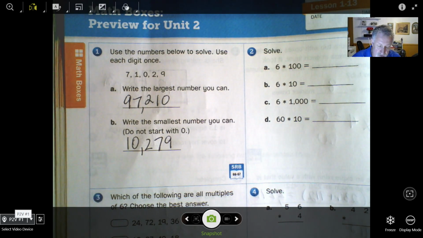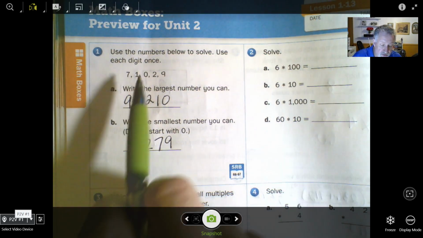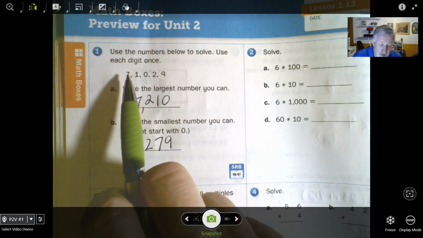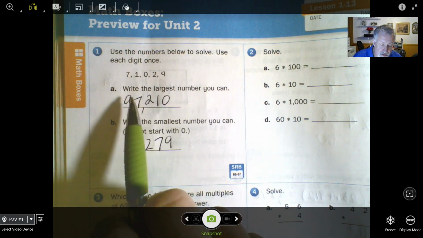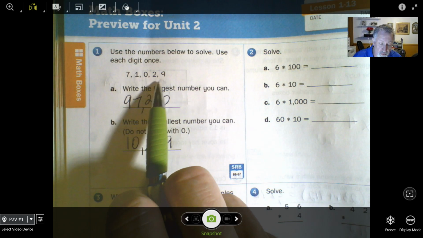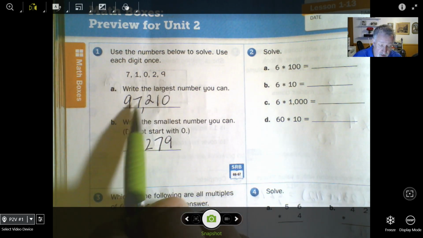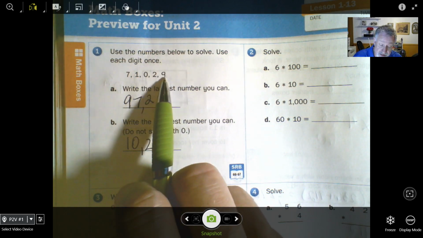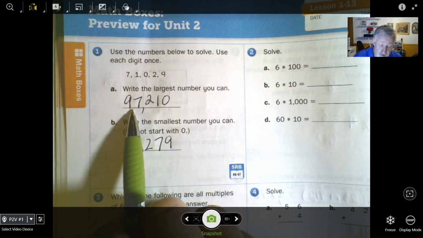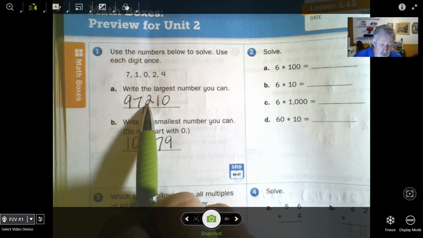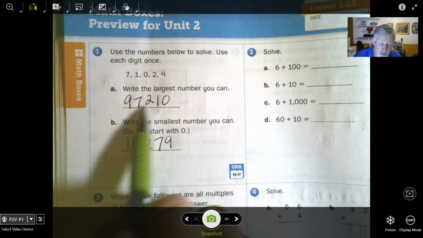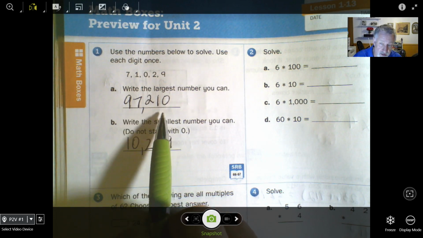Page 36, question 1. Use the numbers below to solve. Use each digit once. 71029. Write the largest number you can. So to write the largest number, I put the largest digit in the largest place value and work my way backwards. 97210. Always going down in size as I get to the smaller place values.